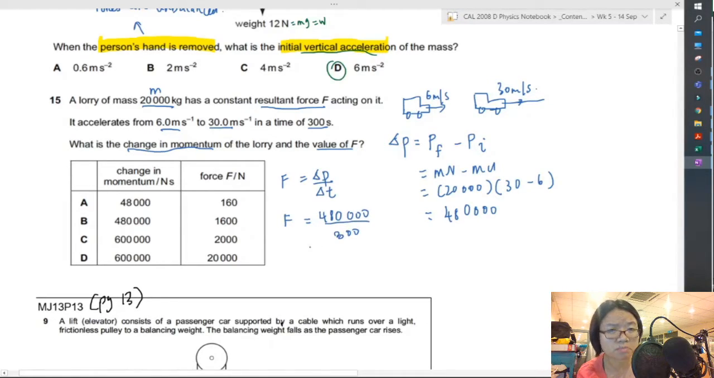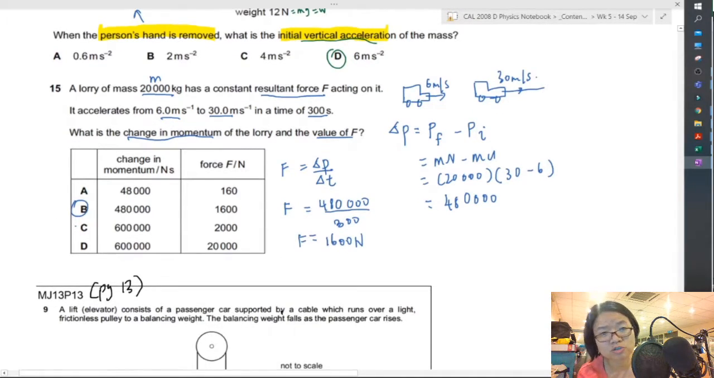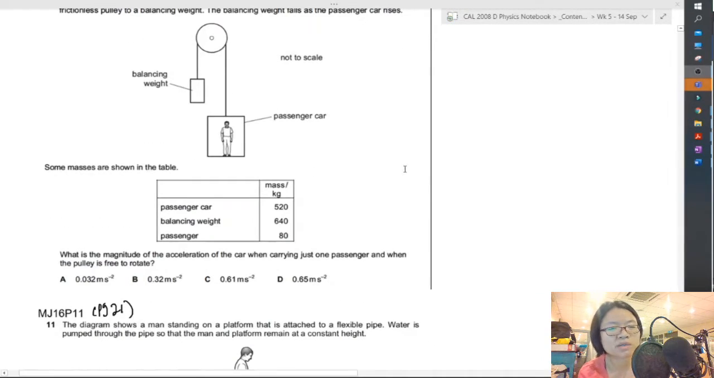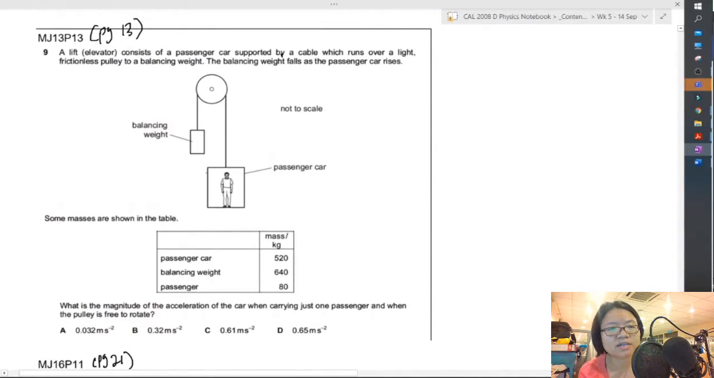I actually have the answer as B lah. But if I want to find the force, I will take the change in momentum divided by the time taken, 300, which gives me 1006. Very straightforward. Next question. So in this question, you have a lift situation happening. And the lift, page 13, May June 13, paper 13.